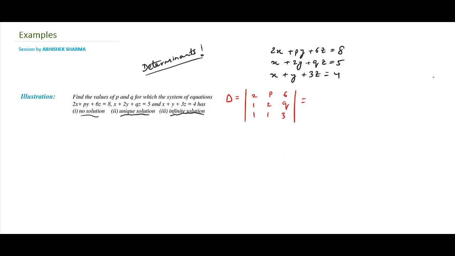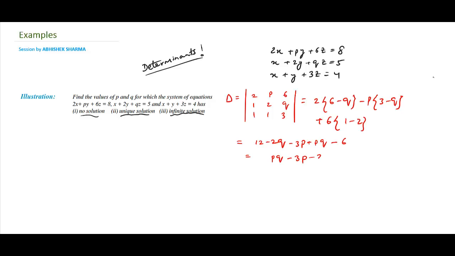Alright, and now we expand this along the first row, so we get 2 times (6 minus q) minus p times (3 minus q) plus 6 times (1 minus 2), which will be the same as 12 minus 2q minus 3p plus pq minus 6, which is the same as pq minus 3p minus 2q plus 6.